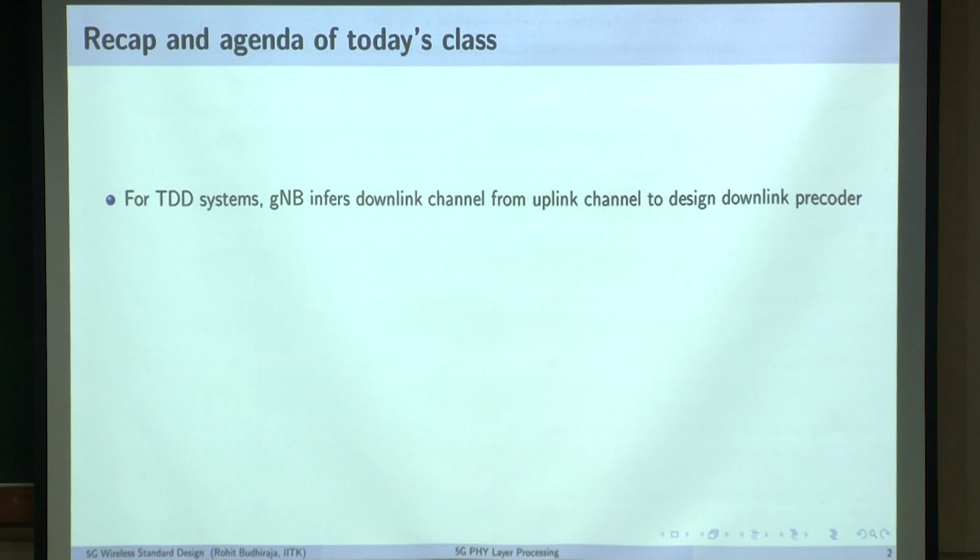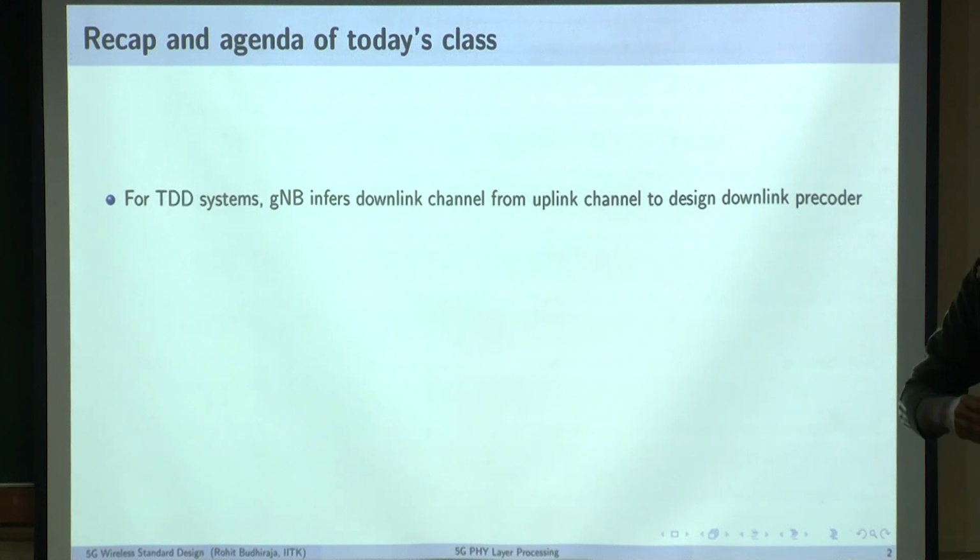And I want to bring out this aspect wherein, if this reciprocity is not there, if it is an FDD system, how does this precoder design happen? It is important to understand this because when we designed this precoder for a TDD system, we assumed TDD reciprocity, which in general, as I said, requires certain kind of calibration. TDD calibration. If that is not done, uplink and downlink channels are not the same.